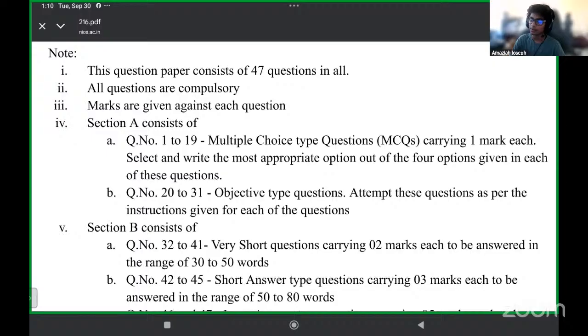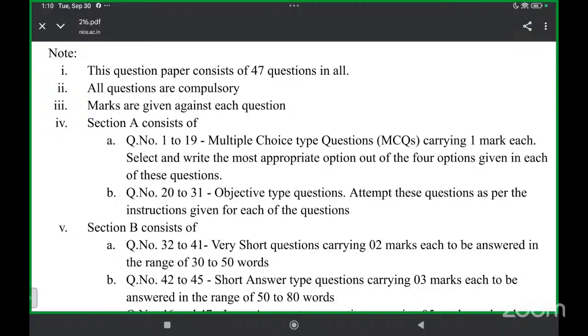Yes, you can write it in your own words, definitely. That is not a problem. But don't leave any question. That's what I'm saying. Do not leave anything.